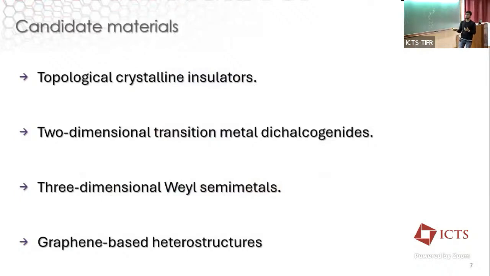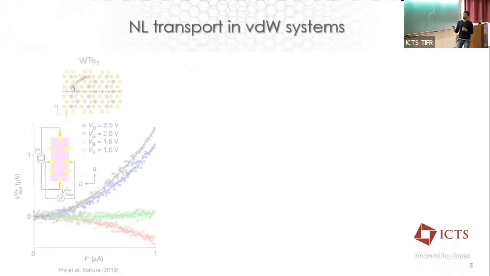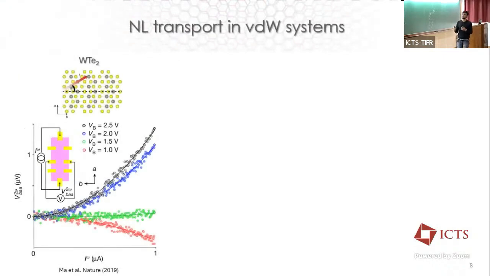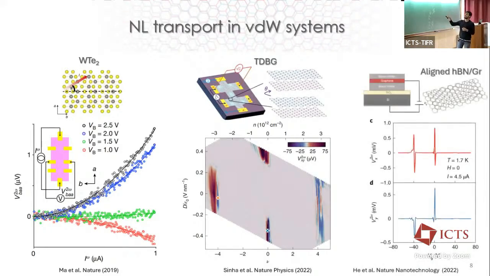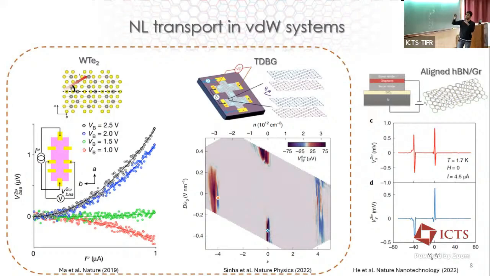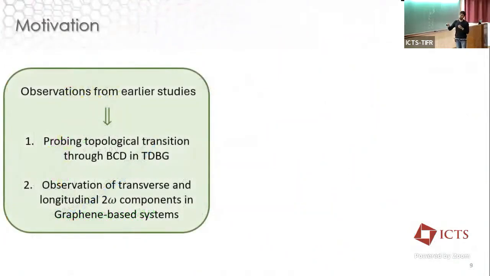Okay. Now, these are the initial candidate materials which were predicted to have this phenomenon. We will mainly look at these graphene-based heterostructures. The first study showed this effect in WTe2 material by Pablo's group. Mandar's group showed this twisted double bilayer graphene can actually show this nonlinear transport as a probe for topological transitions. And recent studies in hBN graphene Moiré also show this nonlinear transport both in longitudinal and Hall directions. Now, to summarize, these earlier studies mainly talk about this Hall response in twisted double bilayer graphene and TMD. But the recent studies also show both components.